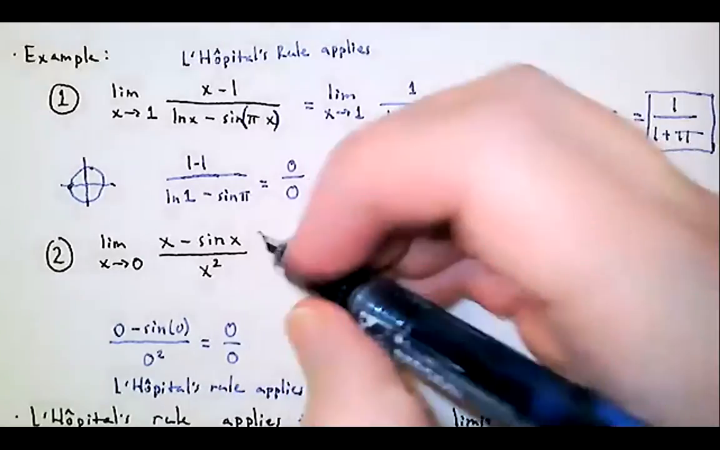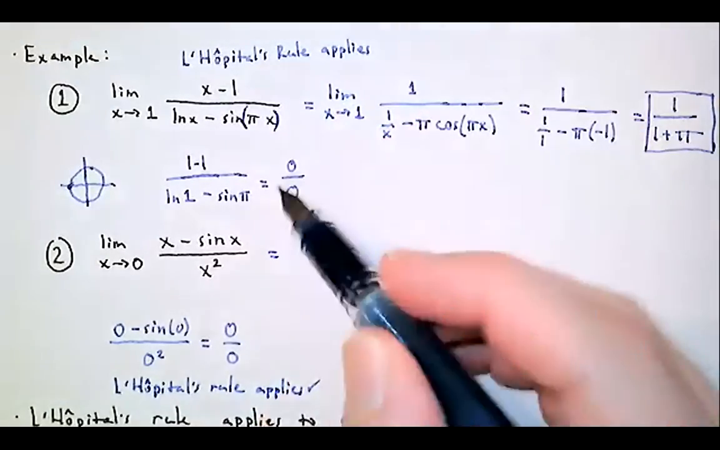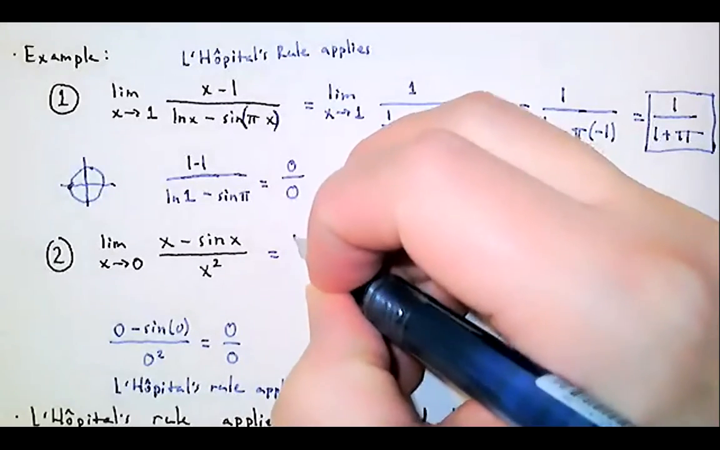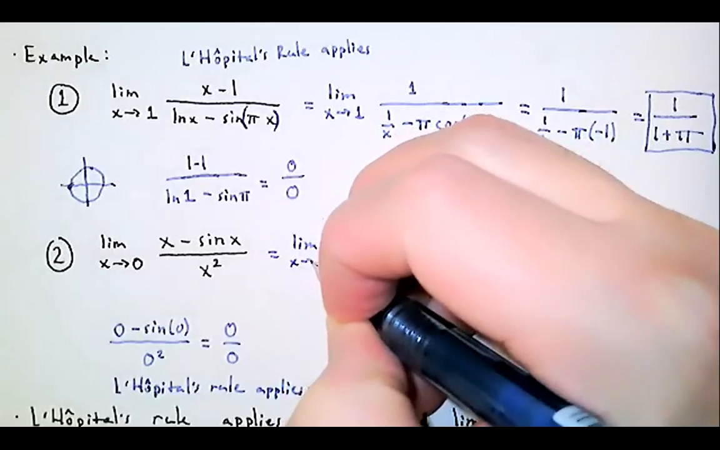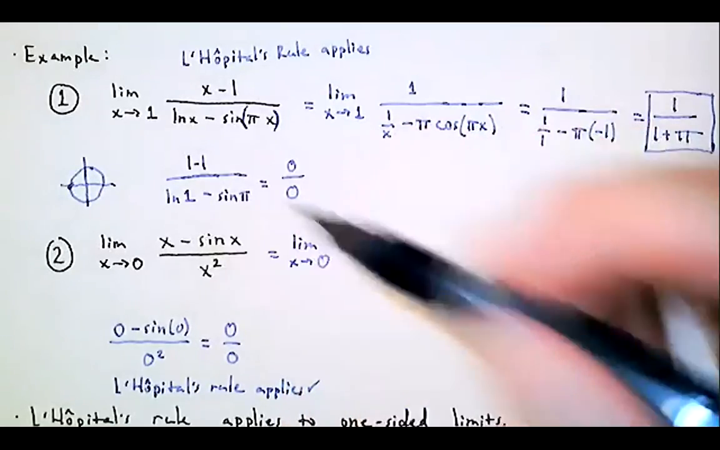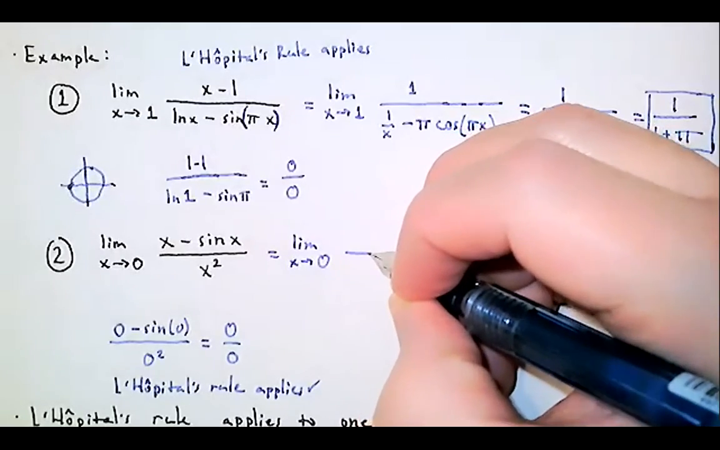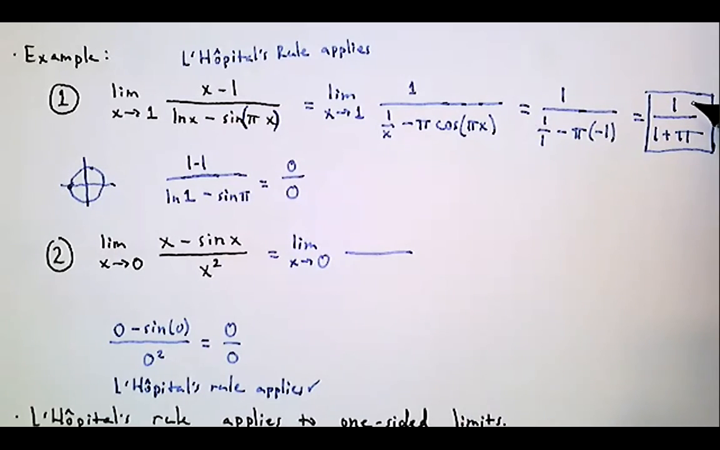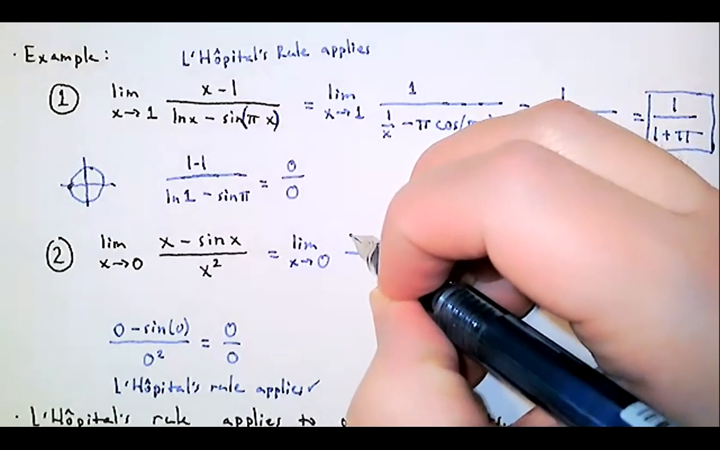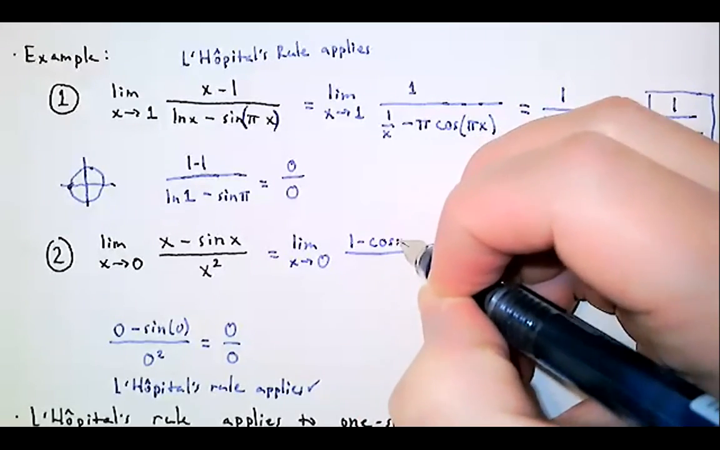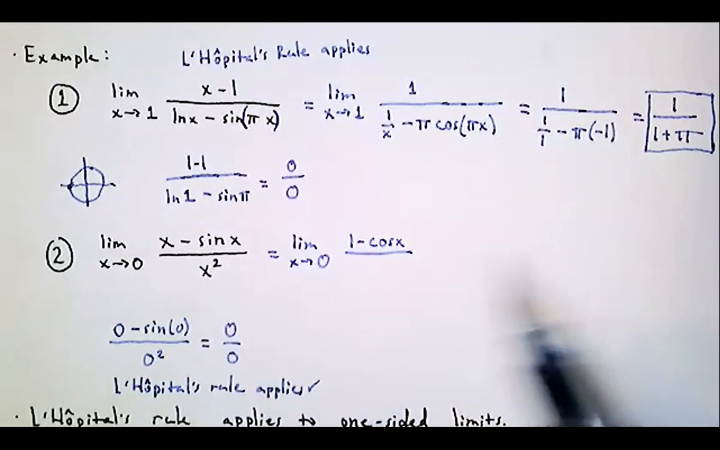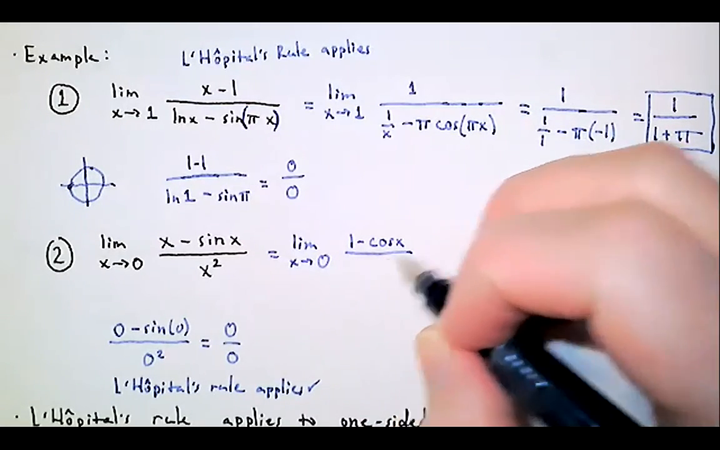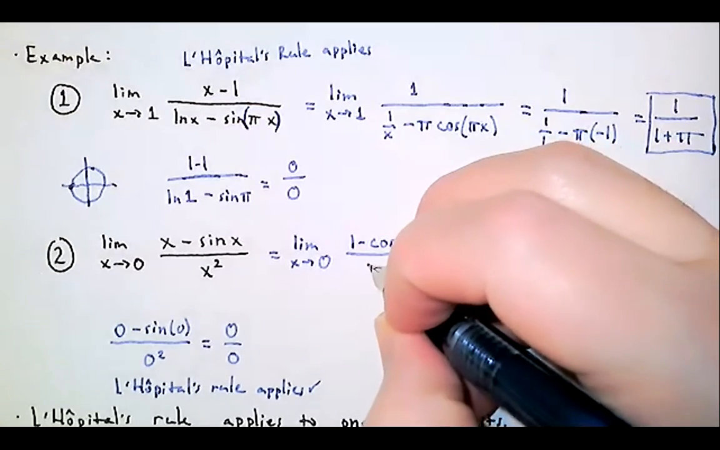Okay, so we've checked that. Now the next step is to just use the rule. So we'll replace this limit that we can't do with a new limit where we take the derivative of the numerator. What's the derivative of the numerator, the top? 1 minus cosine of x. Good. What's the derivative of the denominator, x squared? 2x, right.